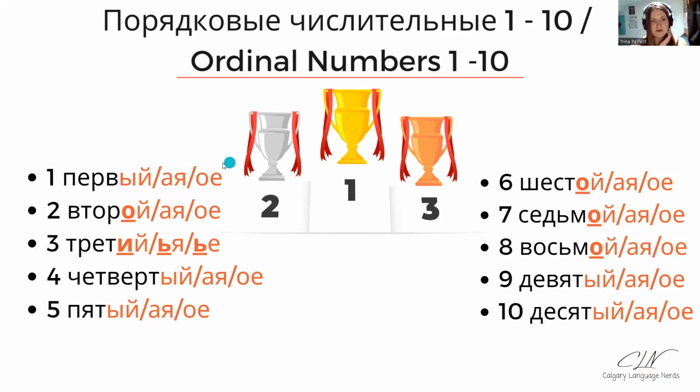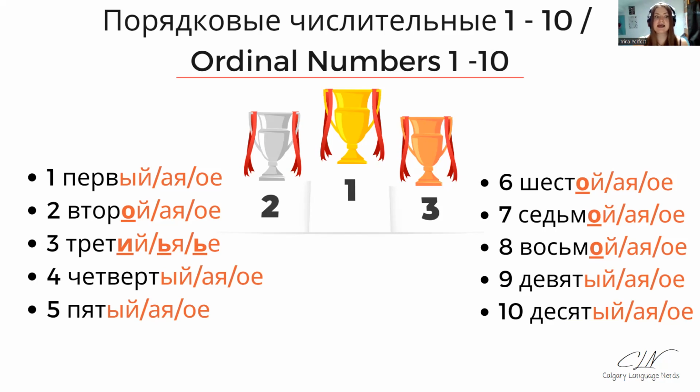первая, первое. So masculine, feminine, neutral, and all of them are going to have the same declensions. So let's see. Первый, второй. So первый for masculine, первая, feminine, первое for neutral, второй, вторая, второе. Let's do all of them like this.